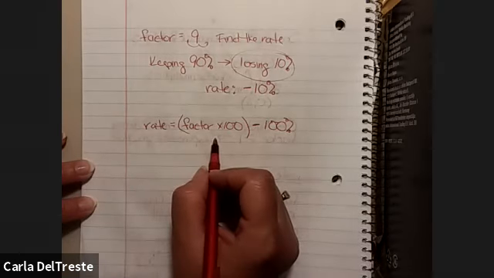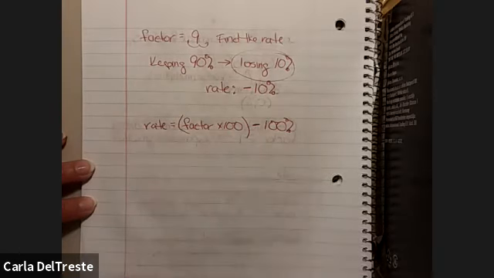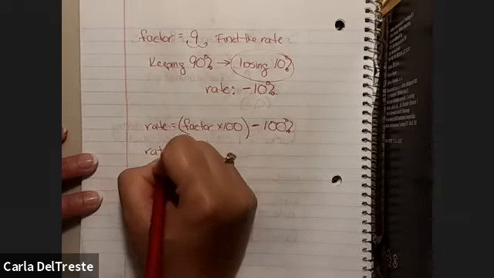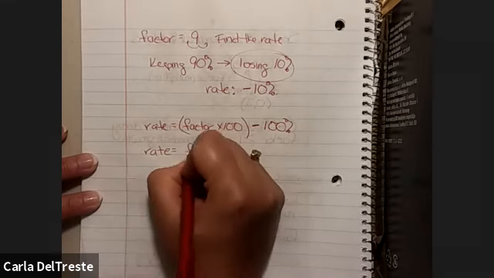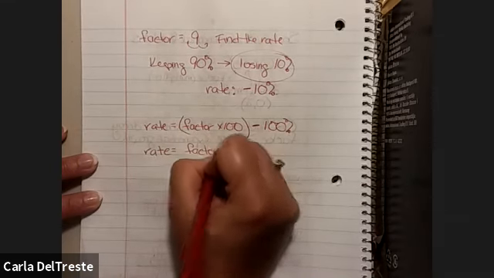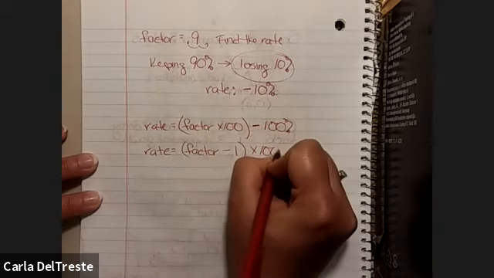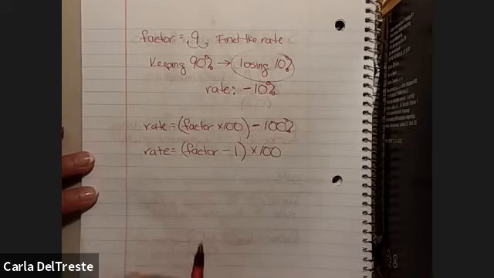A lot of students like it because they're dealing with 100%. It's easy to view in their minds. But if you don't want to work with percents, you can talk about factor as a decimal, minus 1, and then multiply by 100. So you're converting to a percent at the end.